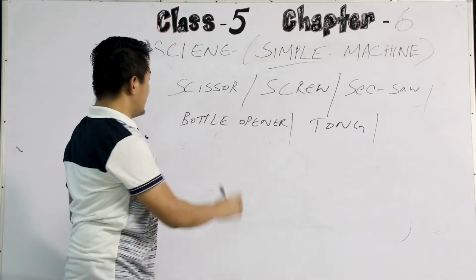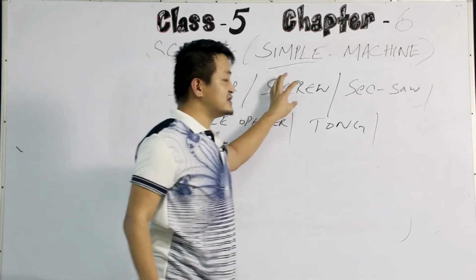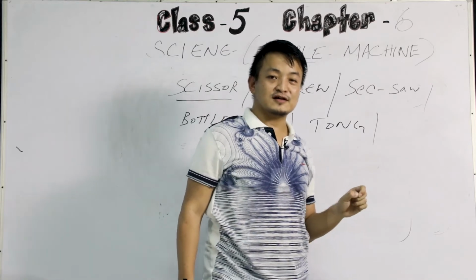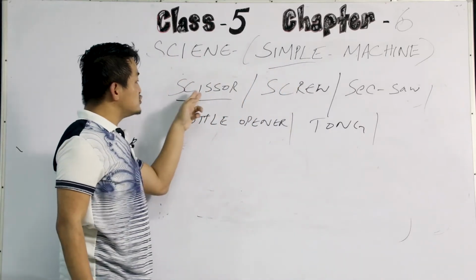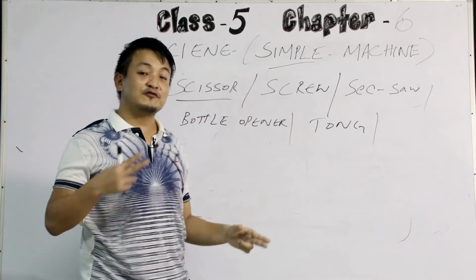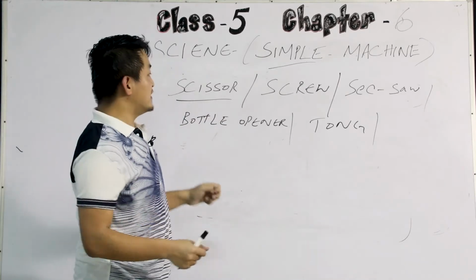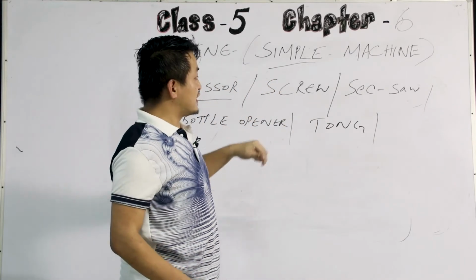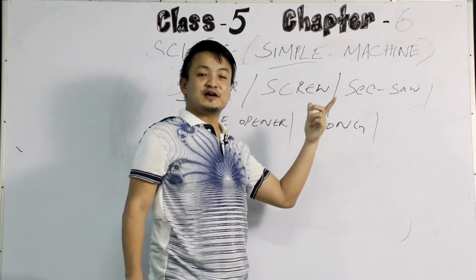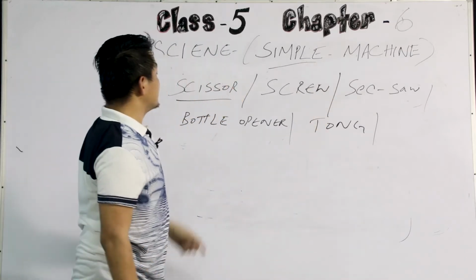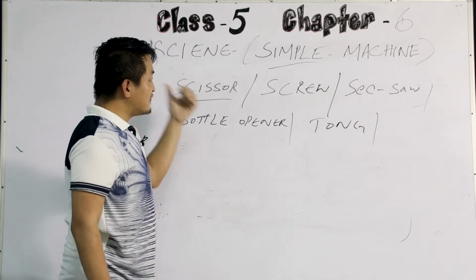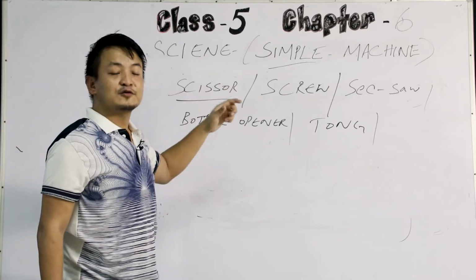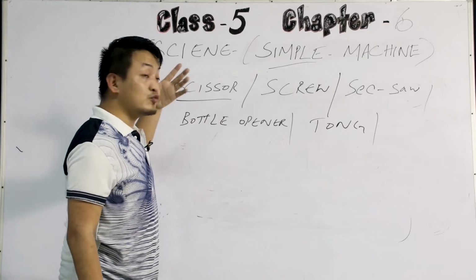Now, to use all these machines, we need a force or not? We have to apply a force. Clear? In order to use a scissor to cut something, you have to apply a force, right? Even for a screw, we have to apply a force. Even for a seesaw, we have to apply a force. For a bottle opener as well, in everything under simple machine we have to apply a force for work to be done.